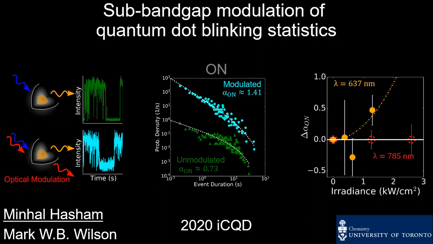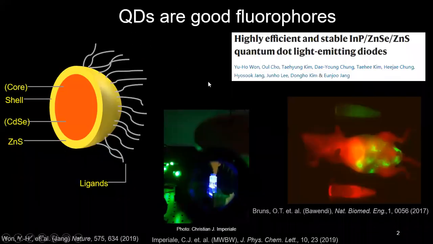And so just a little motivation to start. Of course, we all know that quantum dots are great fluorophores. We use them for LEDs. We use them for biomedical imaging. And here in the middle, I'm showing you one of my colleagues is using them as triplet sensitizers for excitonic upconversion. And so just a quick overview of the materials we're using today.